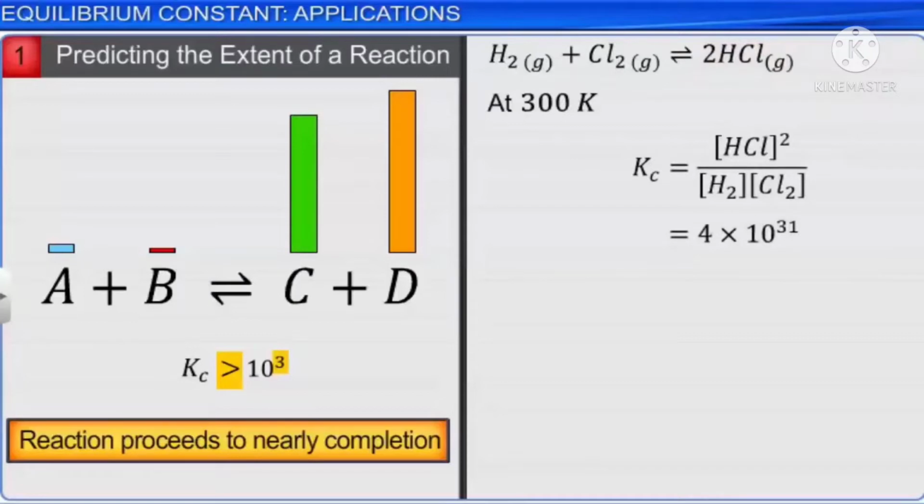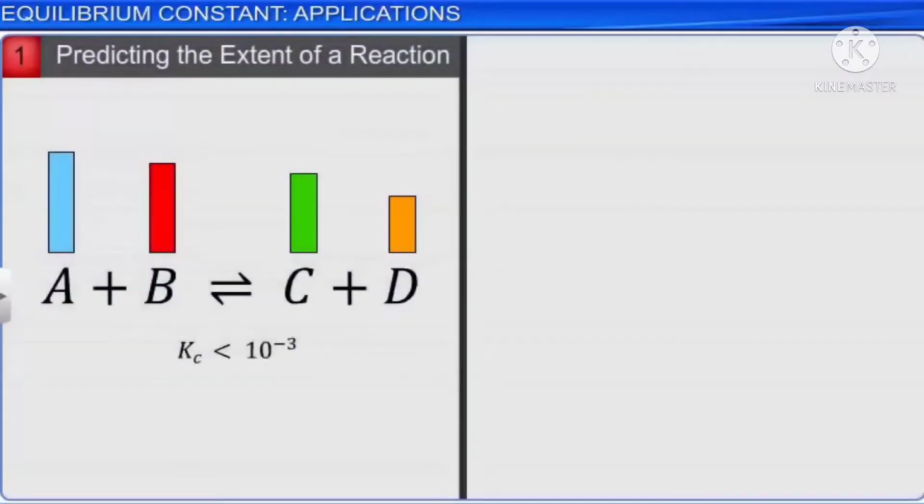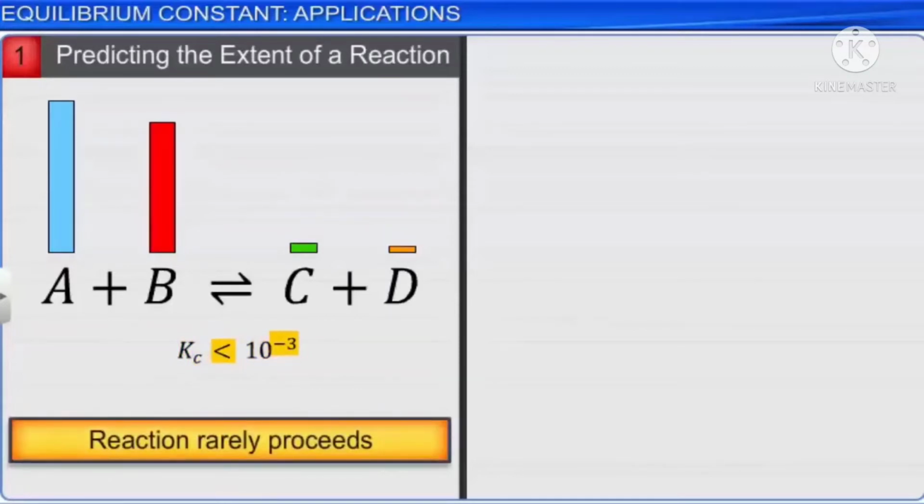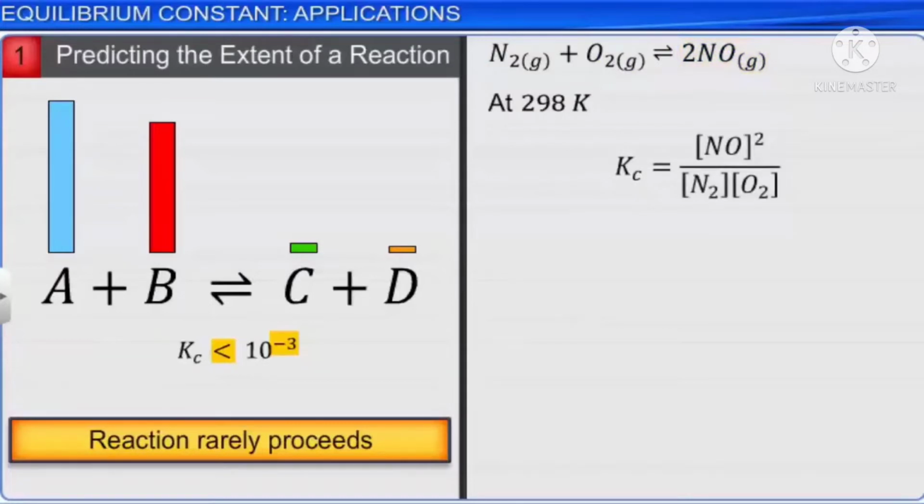If the numerical value of the equilibrium constant is less than 10^-3, it means that the reaction rarely proceeds, and also that the equilibrium concentration of the reactants is large. For example, for the gaseous reaction of nitrogen and oxygen reacting to form nitric oxide at 298 Kelvin, the equilibrium constant has a small value of 4.8 × 10^-31.